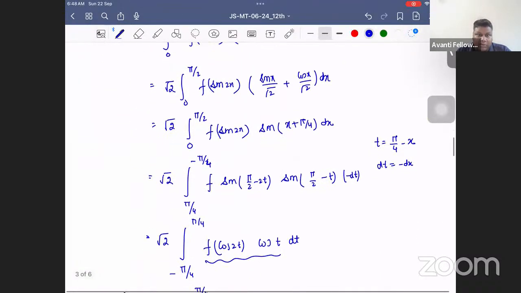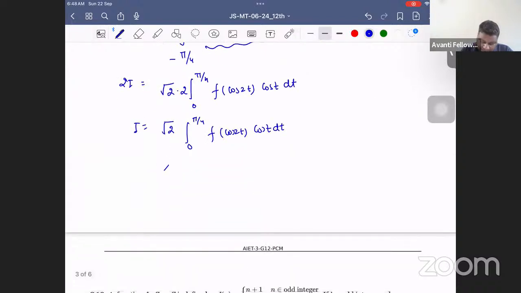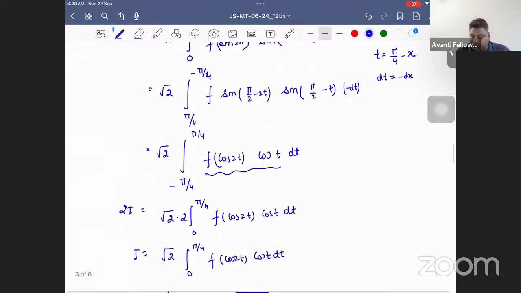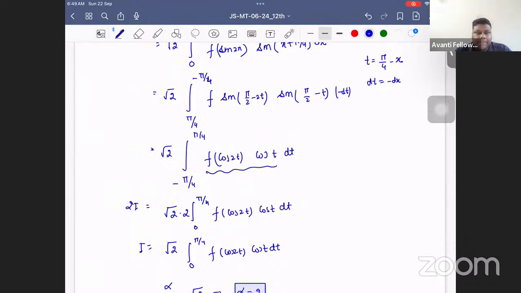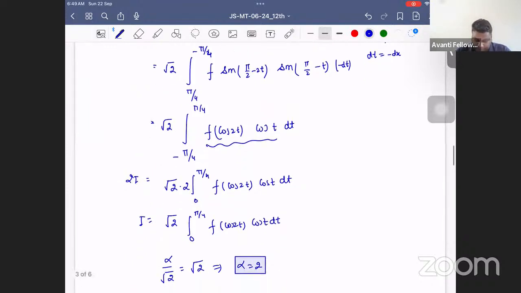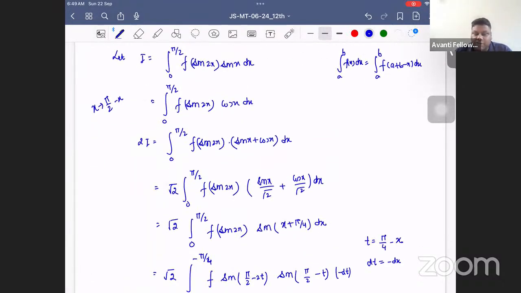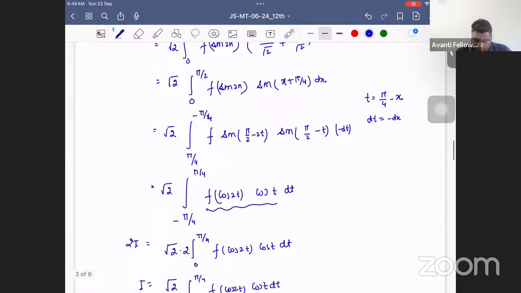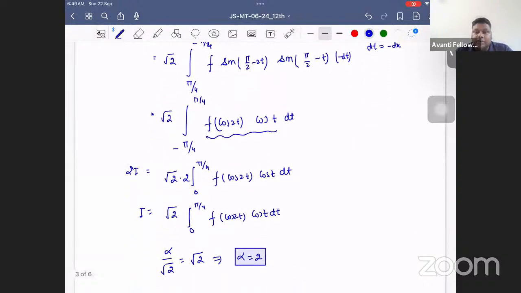So alpha by root 2 they are asking. So your alpha upon root 2 is under root 2. So this implies your alpha is 2. So this is such a good question. I hope I have made my point clear. So two properties we have used here. One is a to b f(x) dx is a to b f of a plus b minus x dx. And the other is if the function is even and the limit is from minus a to a, then we double the integration and make the limit 0 to a.